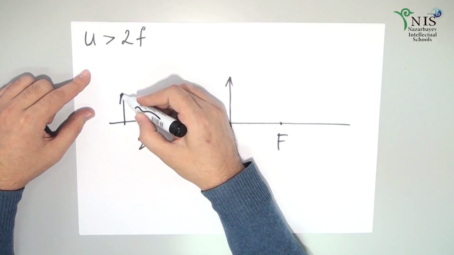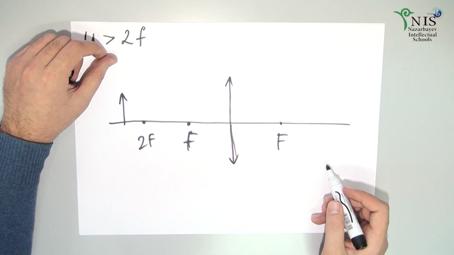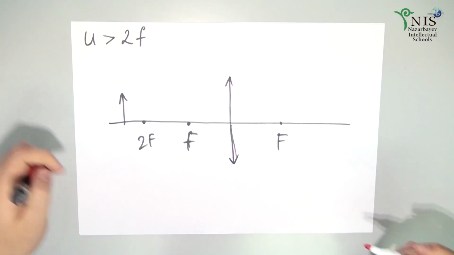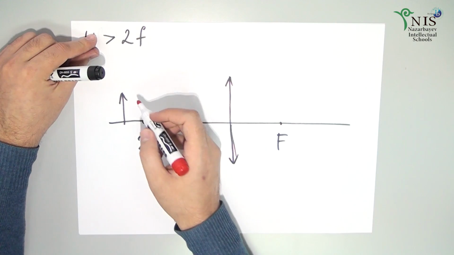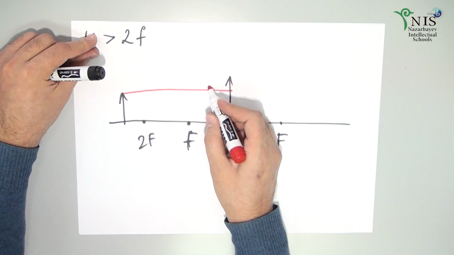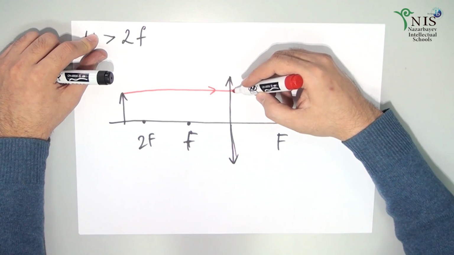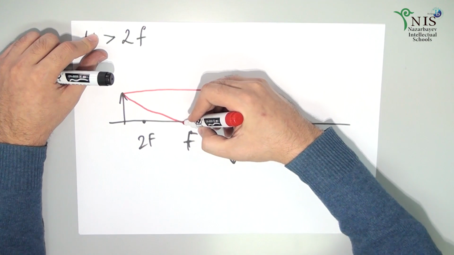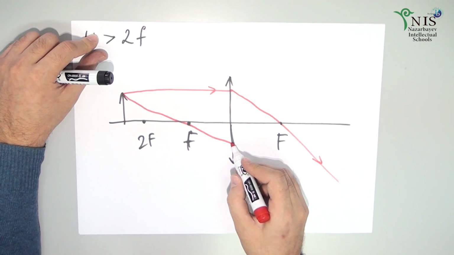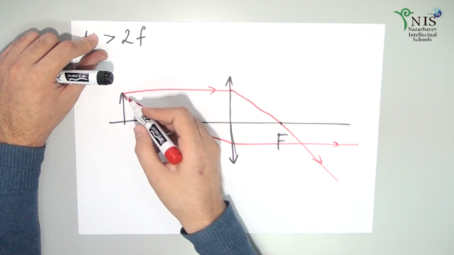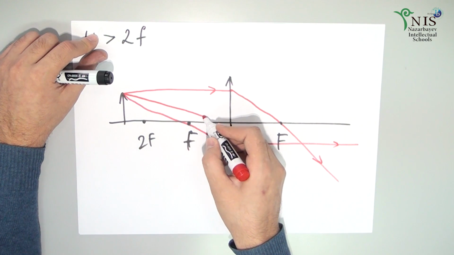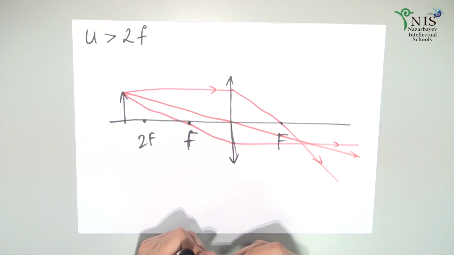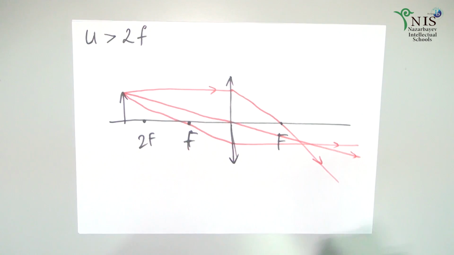For example, the object is here. So we draw at least two or three rays to locate the image. The first ray is parallel to the principal axis and goes through the focal point. The second ray goes through the focal point and then parallel to the principal axis. And the last ray goes through the center. At the point of intersection, we get the image.